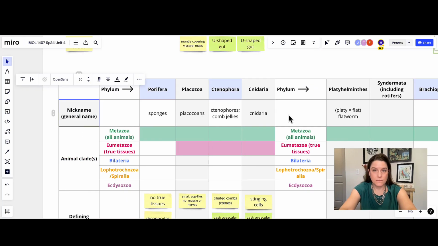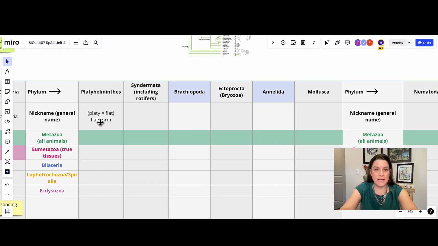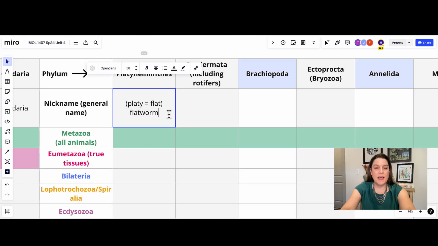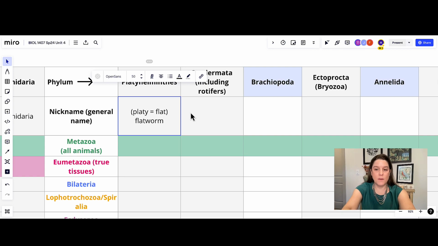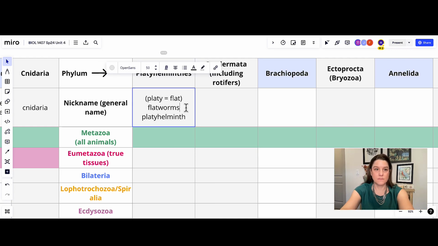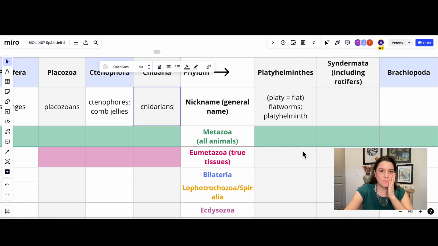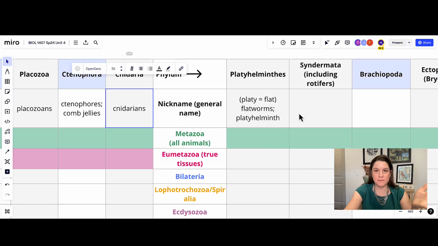Okay, so platy meaning flat, or flatworm. And another common name we could use here is the Platyhelminthe. Platyhelminthes is the phylum. Platyhelminthe would be a common name for it that's not capitalized, or flatworms. Oh, and Nidaria should be Nidarians. That's the common name. Different, Ctenophora. Same kind of thing here with Platyhelminthes.